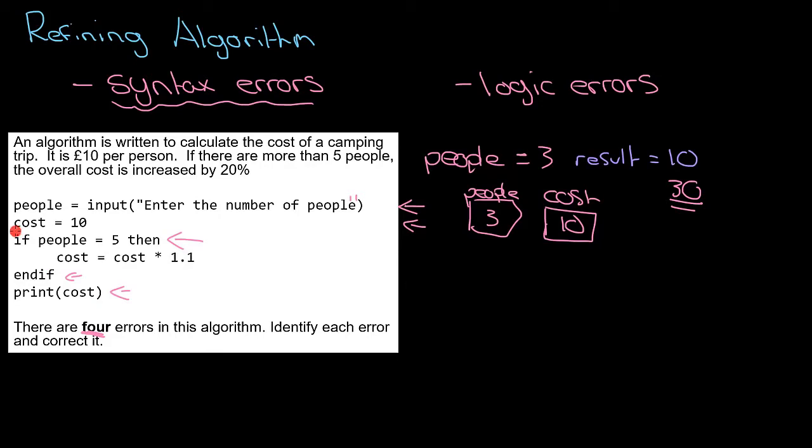Where's it going wrong? Well, the most likely candidate is this line here, cost equals 10. That should be multiplied by the number of people. So let's fix this bit here. So that should be cost times by people. All right, that's my first problem sorted.